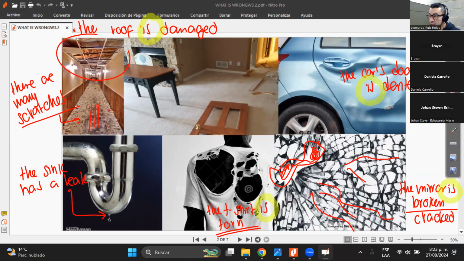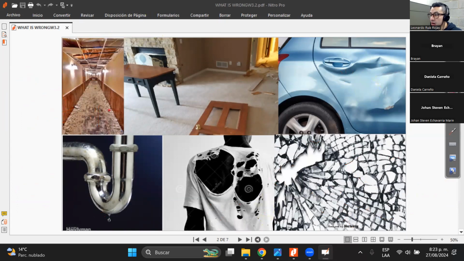Or sometimes you can use other different structures. For example, you can use the verb to have. The sink has a leak, ¿cierto? Or the roof has many scratches. Or I can also use the expression there is or there are in order to say, bueno, hay, ¿cierto? There are many scratches on the floor. ¿Listo? So, muy bien. Now, those are not the only problems that we have, no?